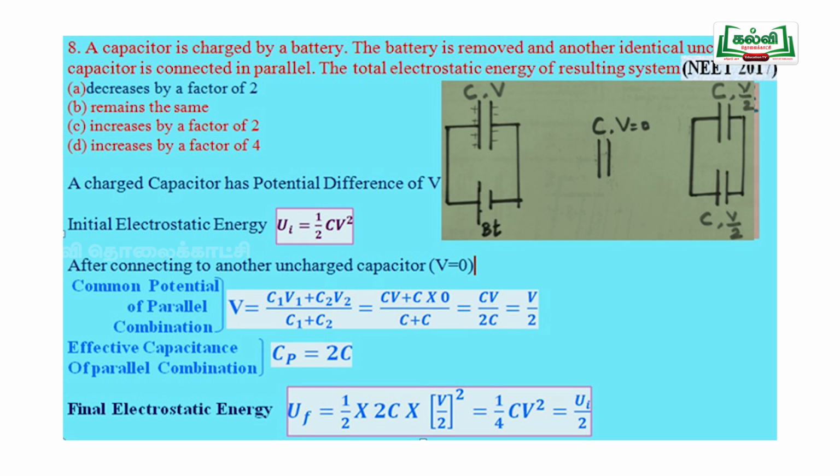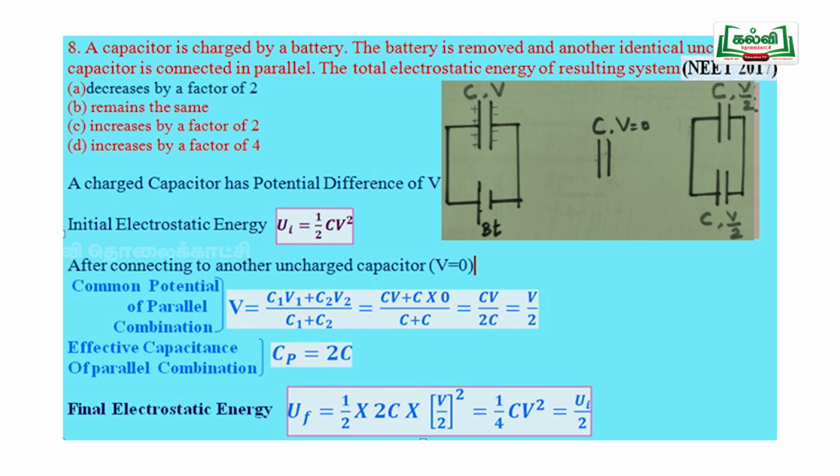So, you see the capacitance C, it is charged with a potential V. I am having another uncharged capacitor, so V is equal to 0. So, what is the initial energy of this capacitance? Ui equal to half CV square. After connecting this capacitor to this uncharged capacitor, the common potential is (C1 V1 plus C2 V2) by (C1 plus C2). This is a golden formula. So, in this case V2 is 0, so I can get it as CV by 2C, which is nothing but V by 2. So, the common potential of this parallel arrangement is V by 2.